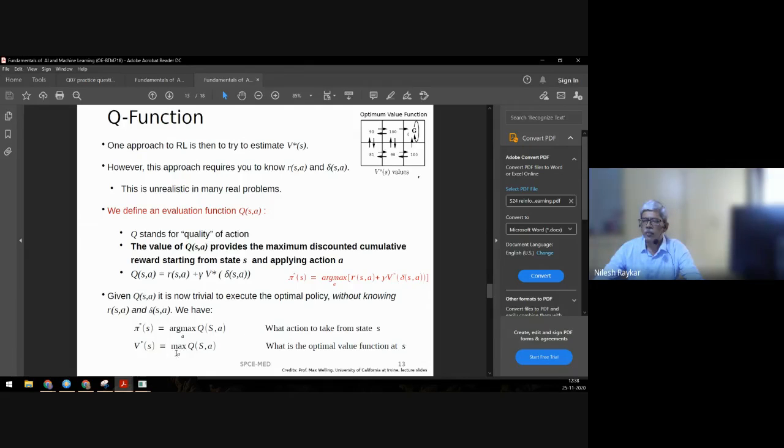Actually, the first part of the problem is to determine the optimum value function. The optimum value function is defined in terms of the Q function: whatever state you are in and whatever actions you can take from that state, what is the maximum value of Q? That becomes the value of that particular state. So if you are in room number 2, you have 3 directions to go. Out of these 3 directions, whatever is the maximum Q value becomes the value function value for that particular room.